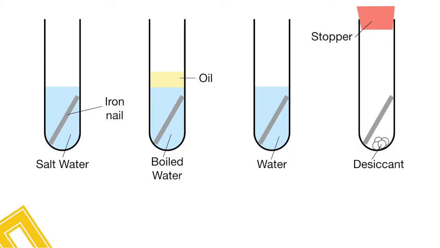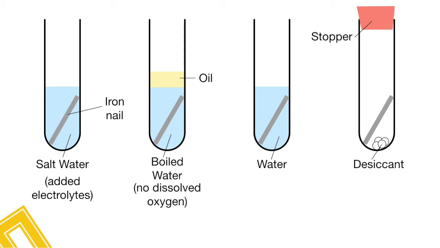So here are our 4 different test tubes. One with the salt water and the iron nail. That salt provides the added electrolytes. The boiled water, the reason we boiled it is because now we're going to have no dissolved oxygen in it. That layer of oil on top stops the air, or the oxygen, from dissolving into the water.